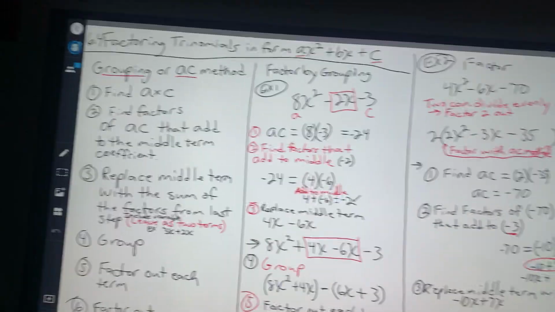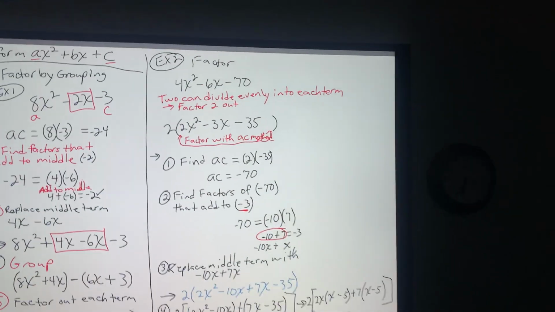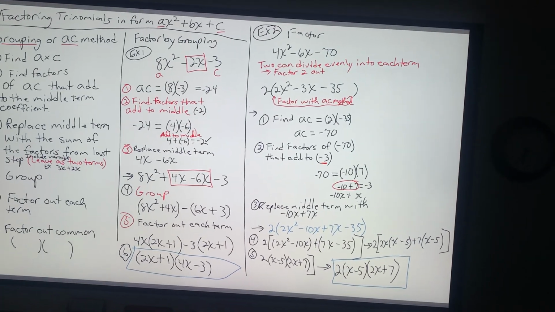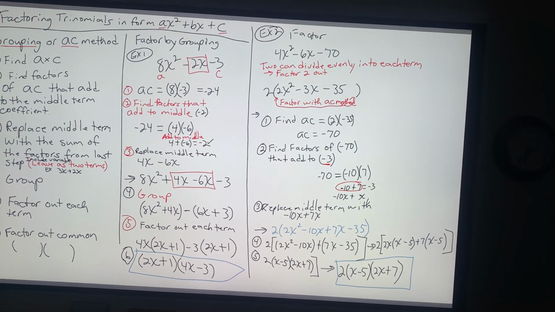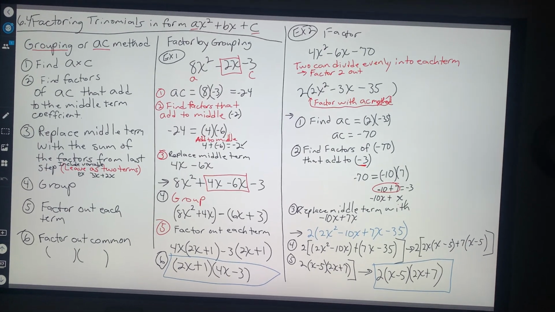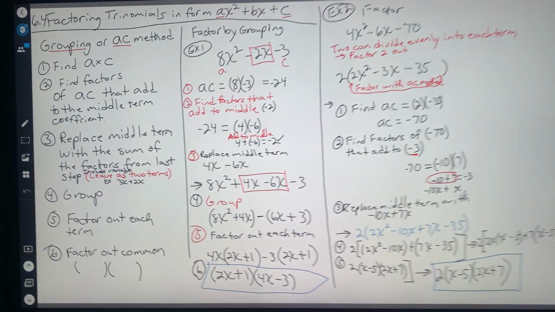So we're using this rule, the AC method rule, for the examples here, and they follow those rules to complete the problem of factoring.